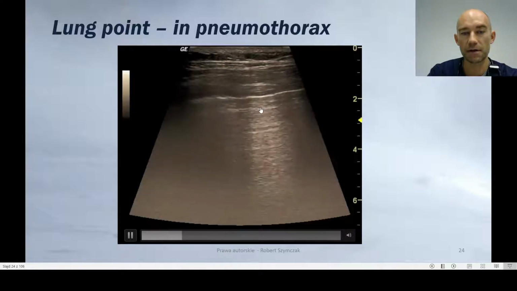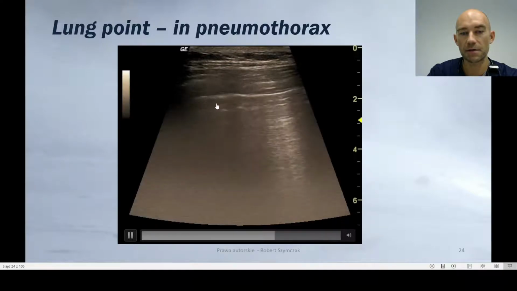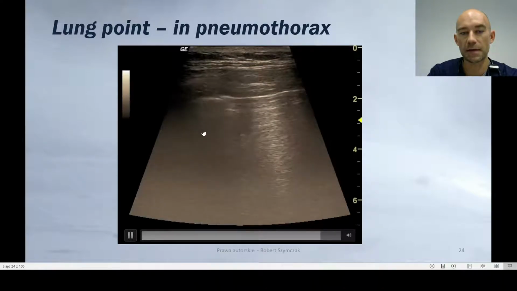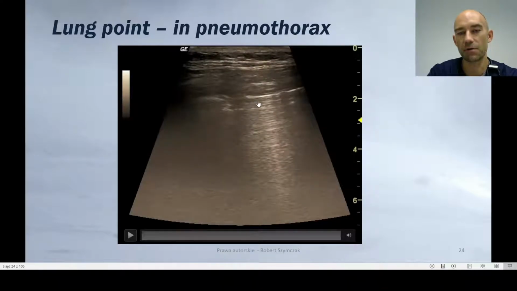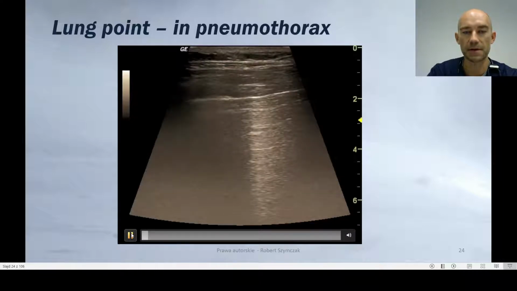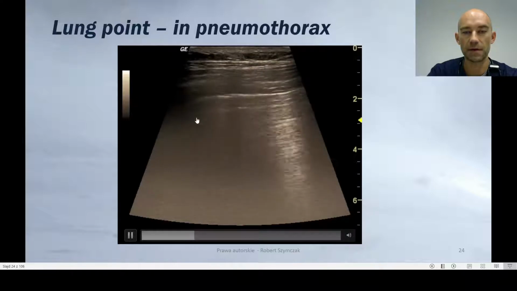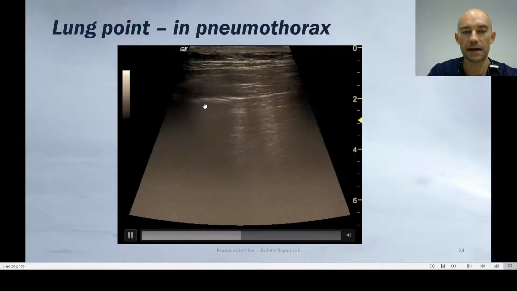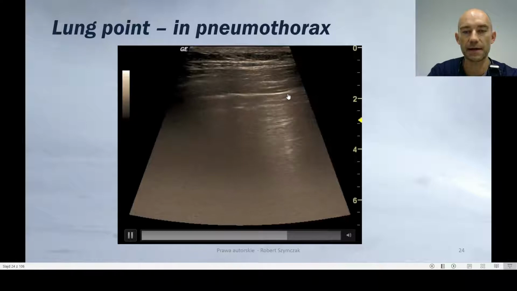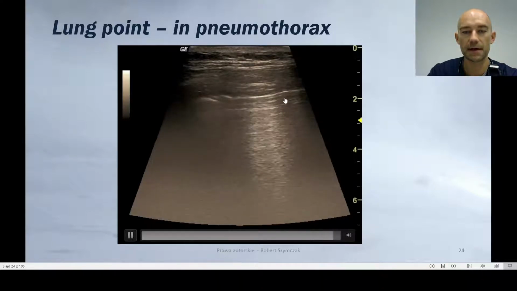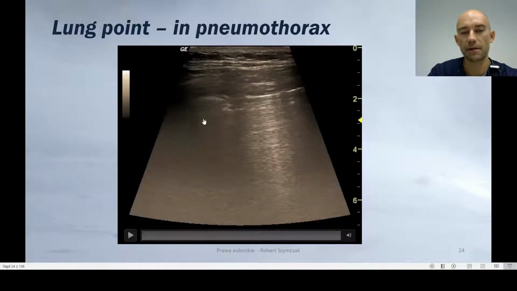So here you can see, here there is no movement of the pleura, and here you can see the movement of the pleura. So here the lung touches the wall of the chest, and here it doesn't because of the gas. So that's the borderline between, let's say, the gas, the pneumothorax, and the lung touching the wall. One more time. So here there was pleura sliding, and here there's no sliding. Sliding, no sliding. Gas here, lung touching the wall.